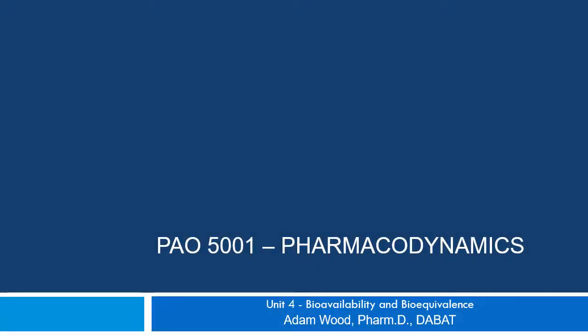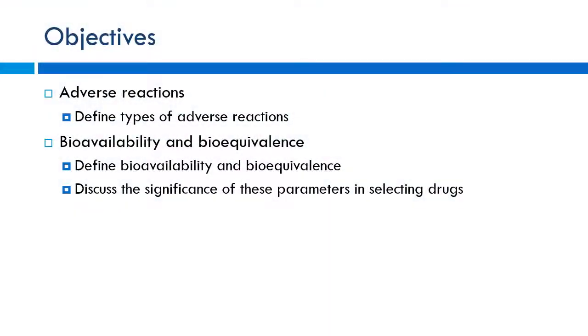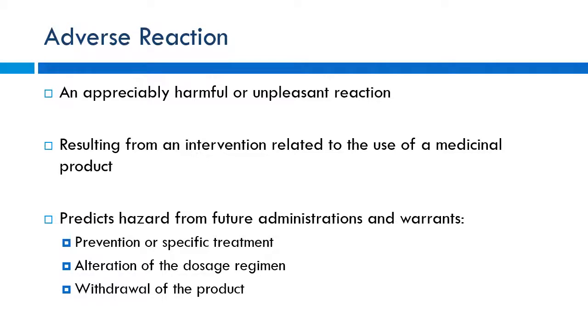Okay, so for Unit 4, we're talking about bioavailability and bioequivalence and what that actually means. Shorter section. We'll talk a little bit about adverse reactions, kind of what that means. We'll talk about the difference in types of adverse reactions, things that may be considered a side effect versus something that can be a little bit more serious. So talk about that, and then bioavailability and bioequivalence. We'll just describe what those are and some ways we can actually change that, modify it, and how it may affect our patient. Anyway, so an adverse reaction.